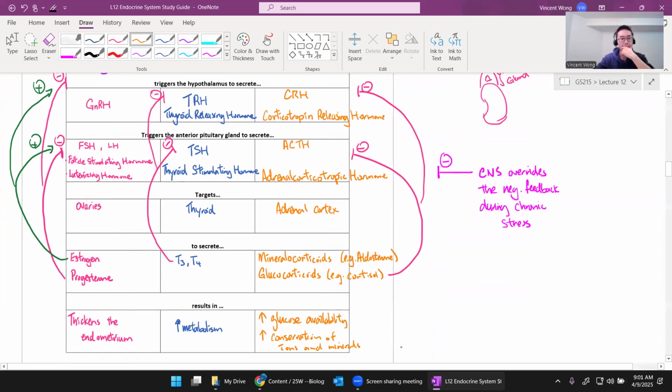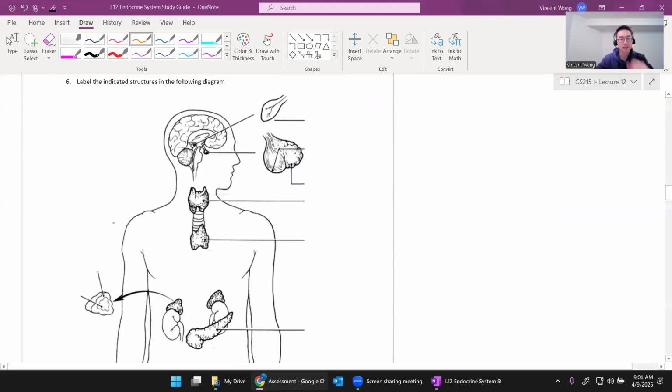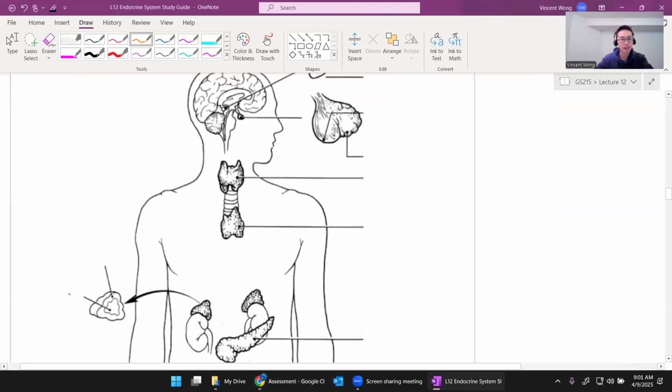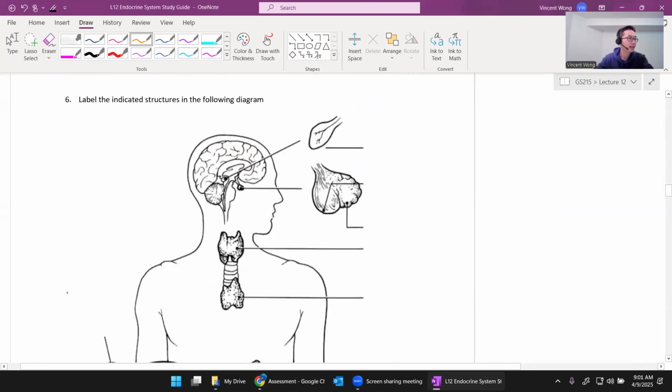Questions? All right. Let's see what's next. Oh, okay. This is the master diagram. And let's go through it and see what happens.